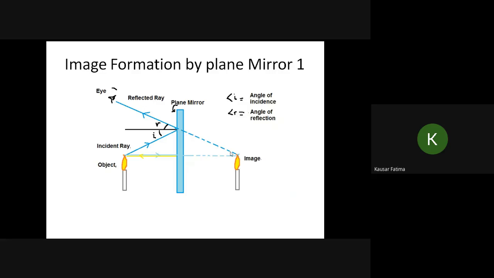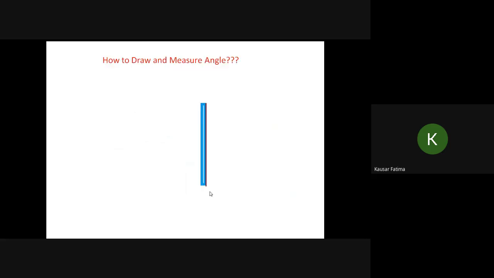It appears to be coming from here. And then continue in a thick line and take it towards the eye. So you can draw reflected ray this way. Okay, so your diagram for reflection of light and image formation is drawn here. There is another method. And how do we draw the rays?